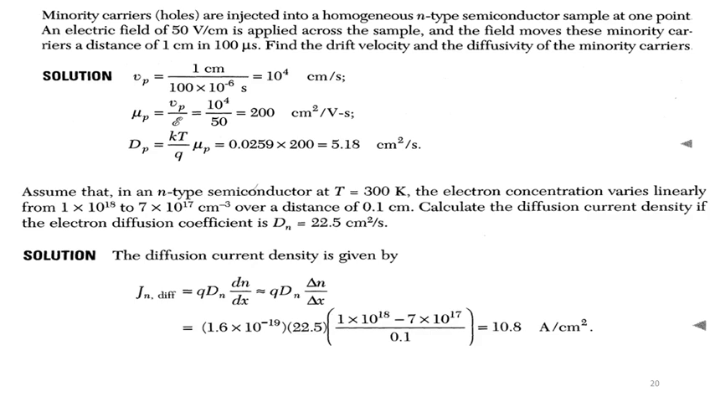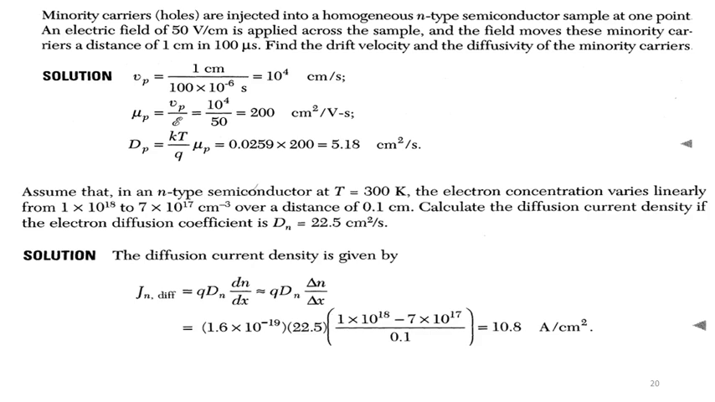Next numerical. Assume that in an n-type semiconductor at room temperature, electron concentration varies linearly from 1 × 10¹⁸ to 7 × 10¹⁷ per centimeter cube over a distance of 0.1 centimeter. Calculate the diffusion current density if the electron diffusion coefficient is given, Dn equal to 22.5 centimeter square per second. We know this equation, we have already gone through it in diffusion current density. This equation, J is equal to q Dn dn by dx.